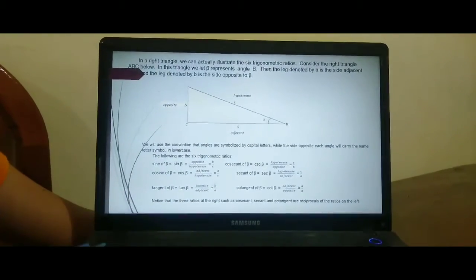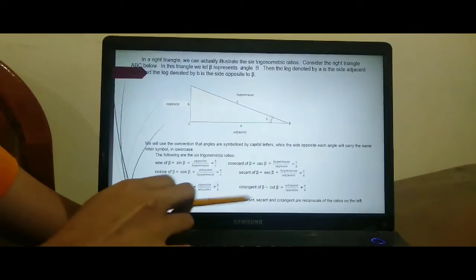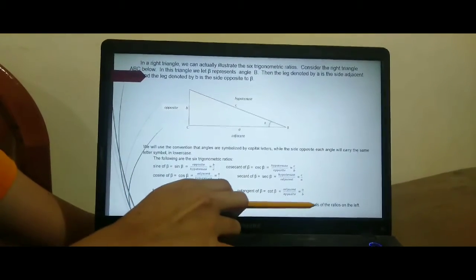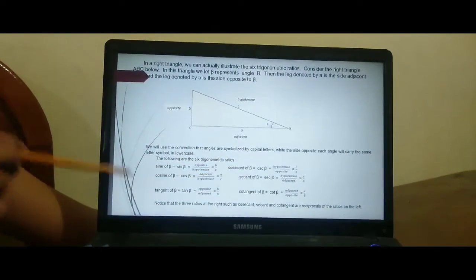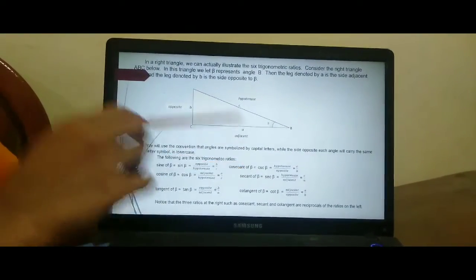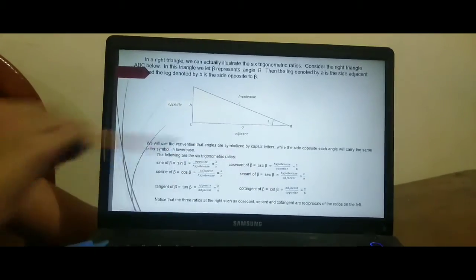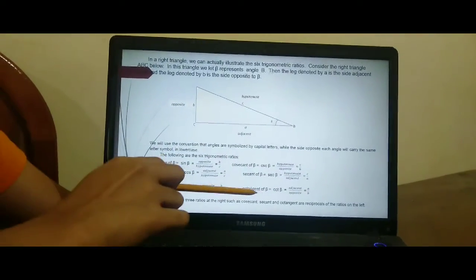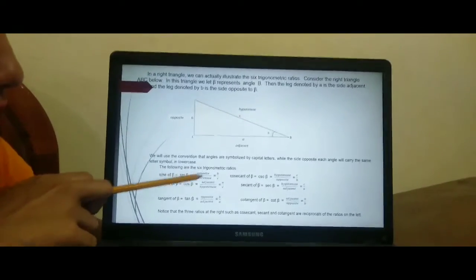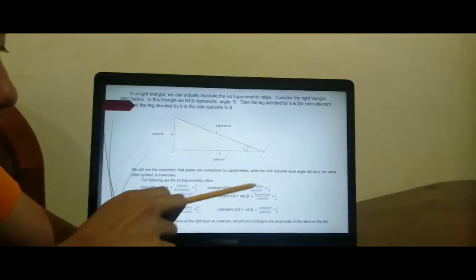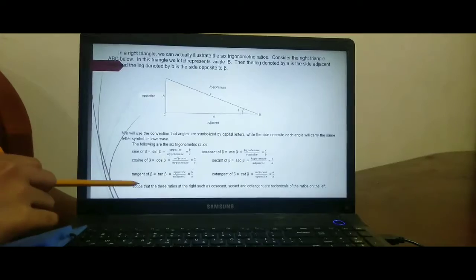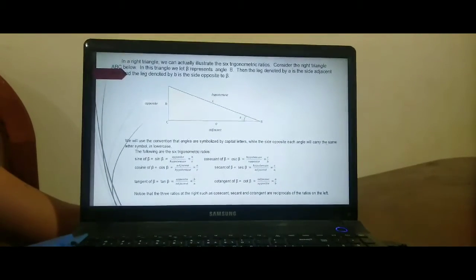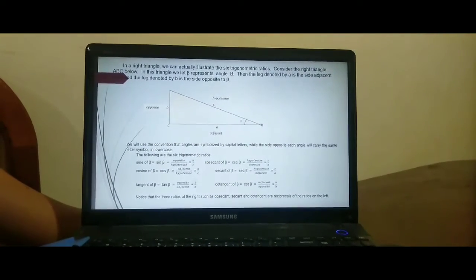Notice that the three ratios at the right, such as cosecant, secant, and cotangent, are reciprocals of the ratios on the left. The reciprocal of sine is cosecant, the reciprocal of cosine is secant, and the reciprocal of tangent is cotangent. So what have you observed? The equations are just flipped. Opposite over hypotenuse, when it comes to cosecant, becomes hypotenuse over opposite. Same with cosine and tangent. So that is our 6 trigonometric ratios.